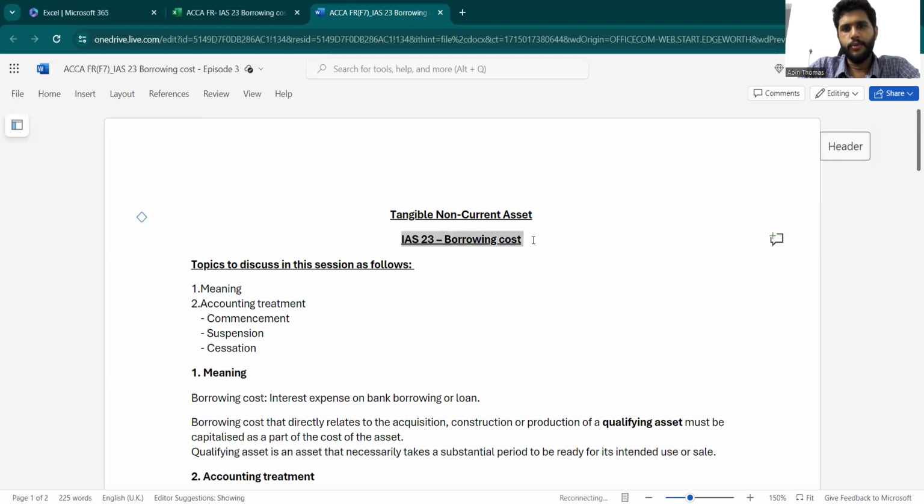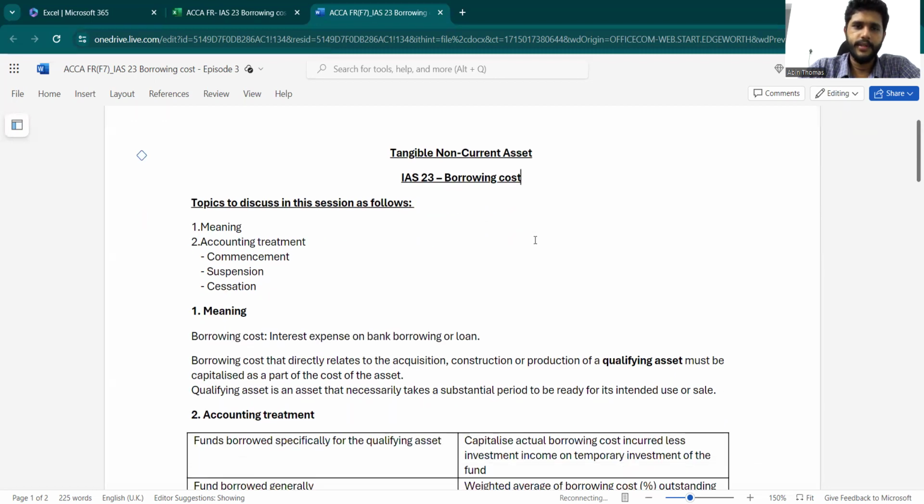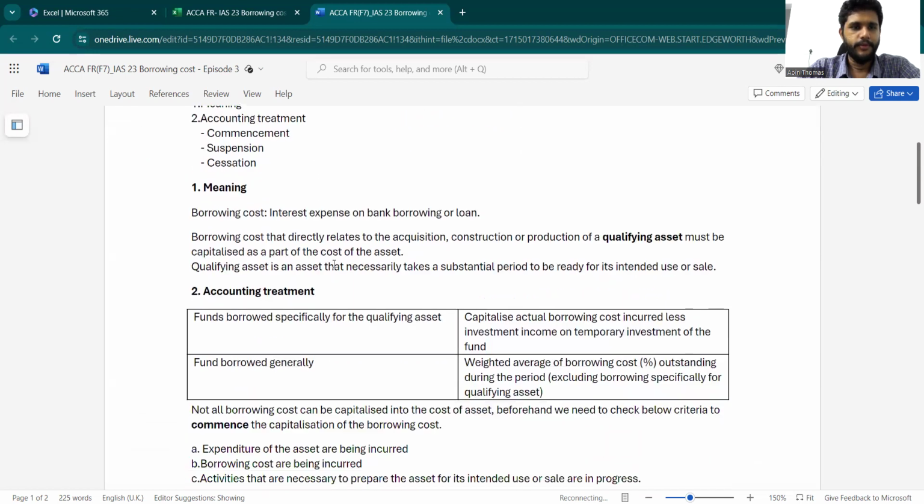So, this borrowing cost is also part of tangible non-current asset. And similarly, like we discussed in the previous episodes, I'm going to divide the session into two topics, that is the meaning, and then the accounting treatment. It's a very easy accounting standard. It won't take much time for you to understand and crack all the questions by yourself. So without waiting, we are moving to the meaning.